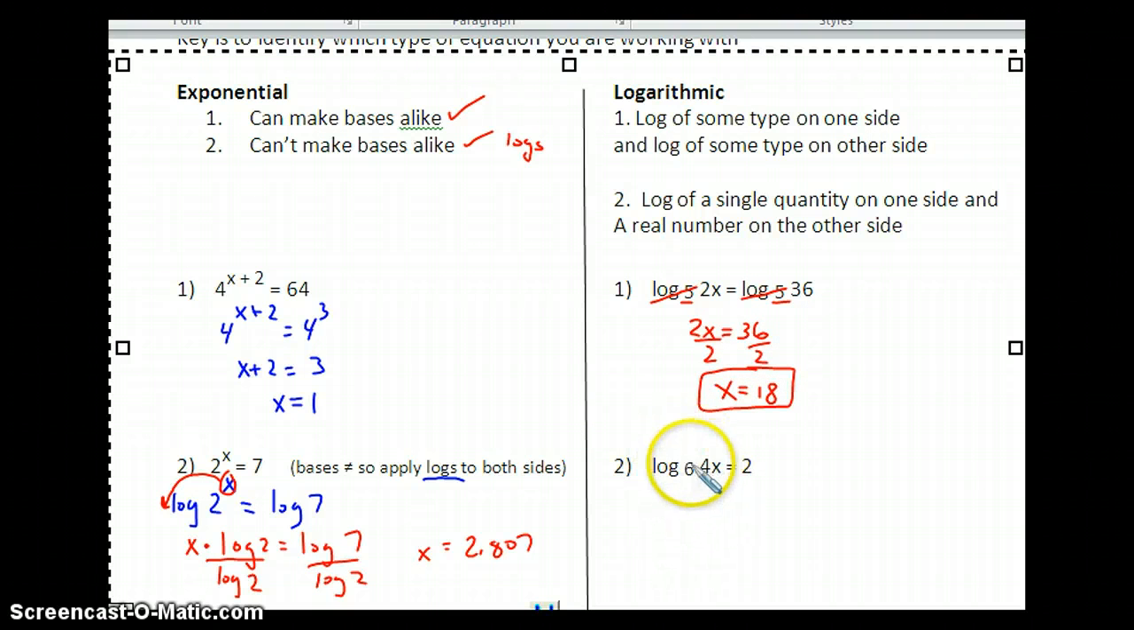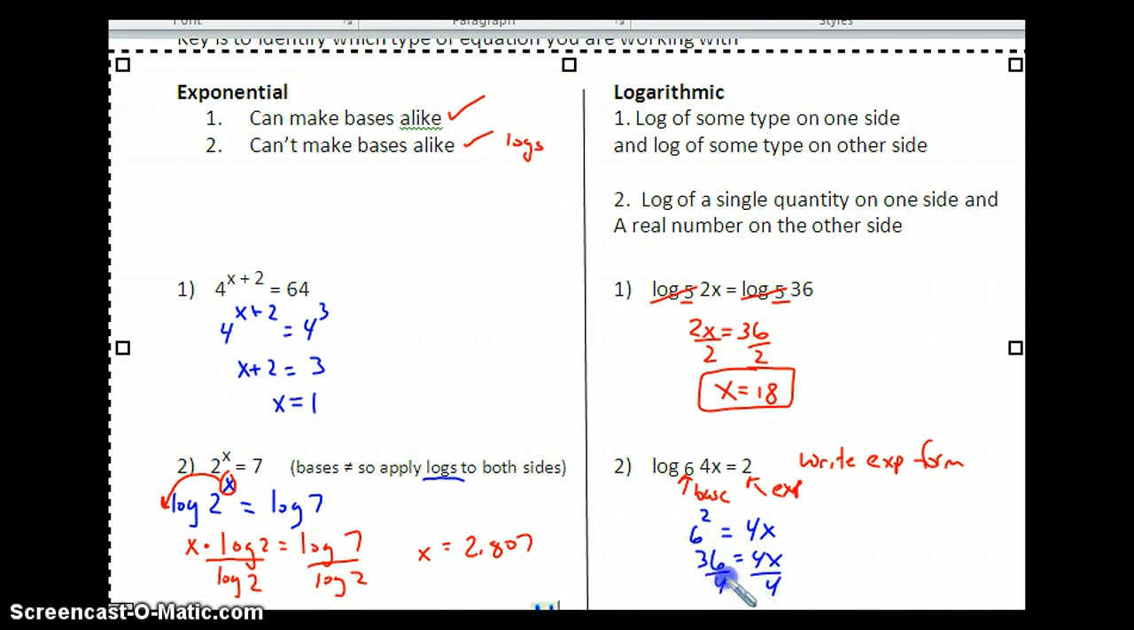When you have a log equal to a number, the way you solve this is you actually write it out in exponent form. So remember, when we do this, the 6 is the base, the 2 is the exponent. Whatever the log is equal to is always the exponent. So writing this out in exponent form, we would say 6 squared equals 4x. So 36 equals 4x. We would divide by 4 to find that x is 9.